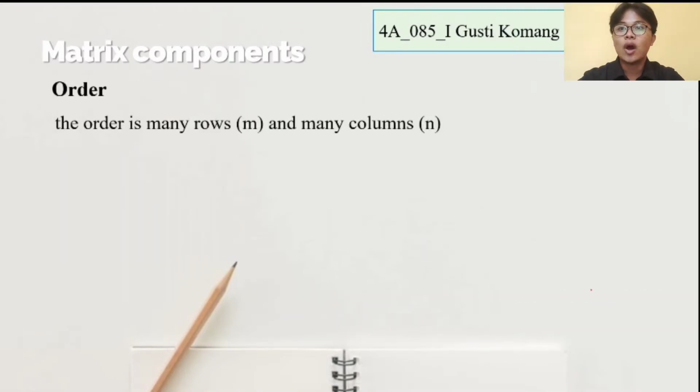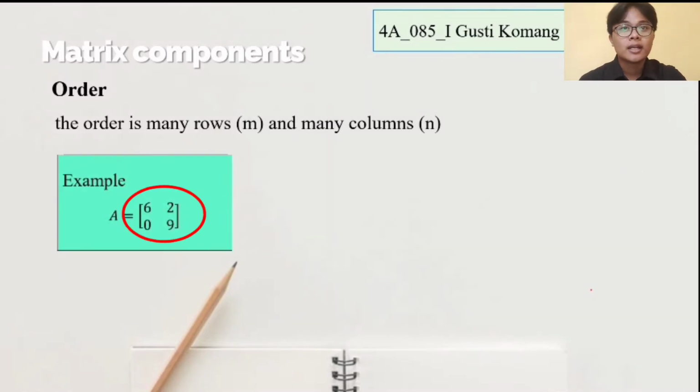Next is order. The order is the number of rows m and the number of columns n. Returning to the matrix A, the order is 2 times 2, right?